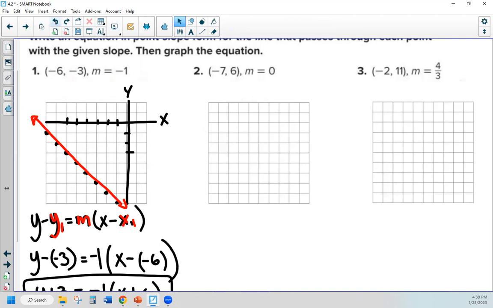All right. Question number 2. I'm going to encourage you guys to pause it right now and complete this on your own if you haven't done so.